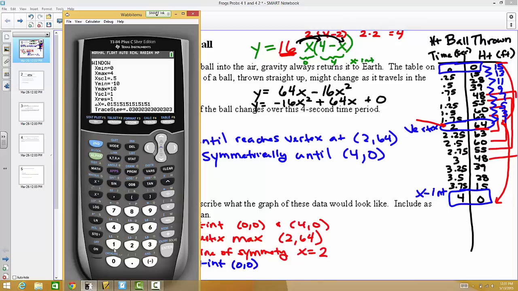And then the y minimum is 0. The y max is 64, so maybe we could put 65. And we can count by 5s. So now you're going to go up and hit graph, and you should get this lovely parabola, which starts at 0, peaks at 264, and ends at 0. If you hit trace, it'll show you your ordered pair numbers. 264 right there is the vertex.